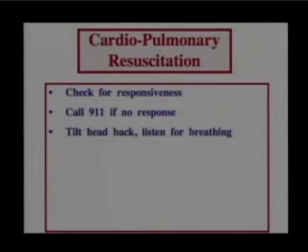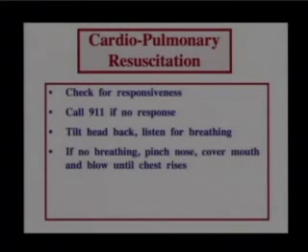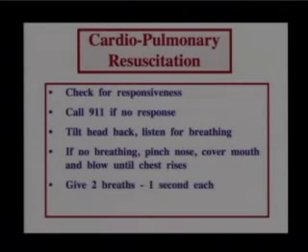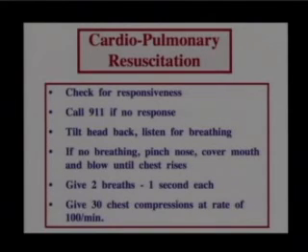You need to tilt the head back and listen for breathing. If there's no breathing, you can pinch the nose and cover the mouth and blow until the chest rises. Give 2 breaths, about a second each. And then you can give 30 chest compressions at the rate of 100 per minute. Now this is for an adult.